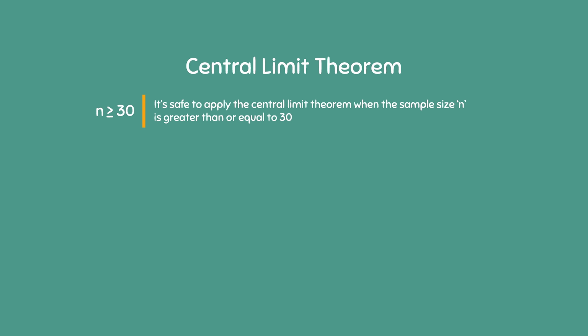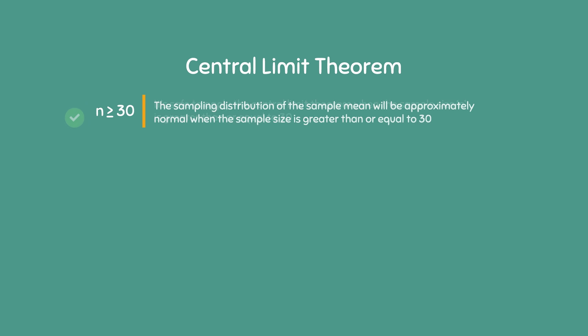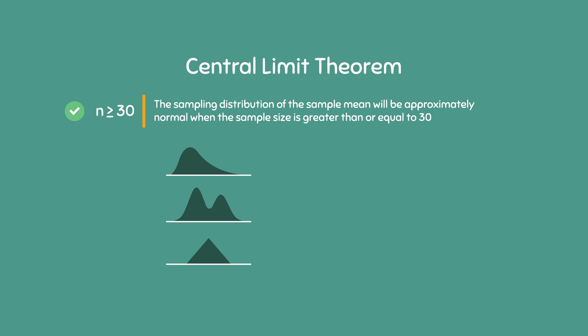The general rule of thumb is that it's safe to apply the central limit theorem when the sample size n is greater than or equal to 30. In other words, the sampling distribution of the sample mean will be approximately normal when the sample size is greater than or equal to 30. The magical thing about the central limit theorem is that regardless of what the original population distribution looked like, the sampling distribution of the sample mean will always be normal if the sample size n is large enough.